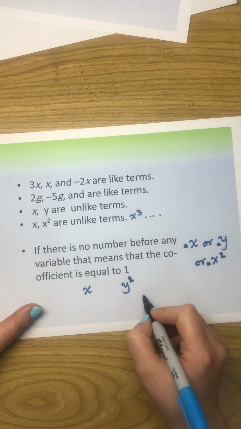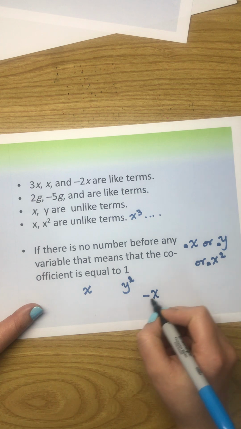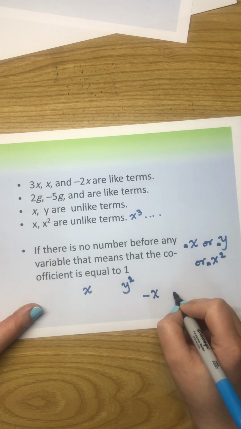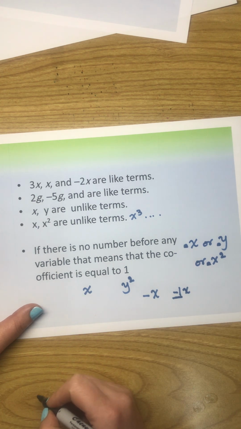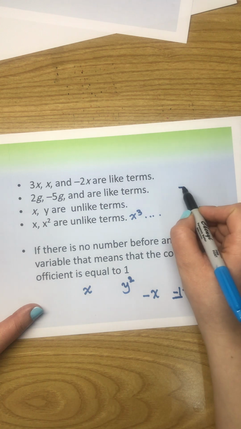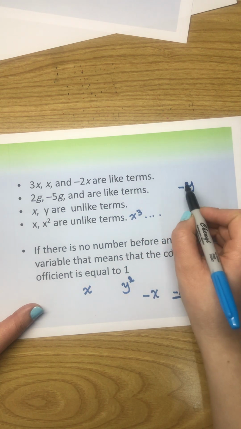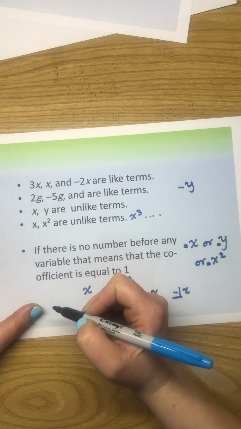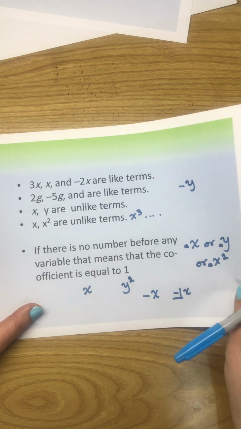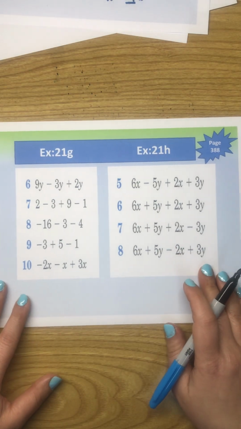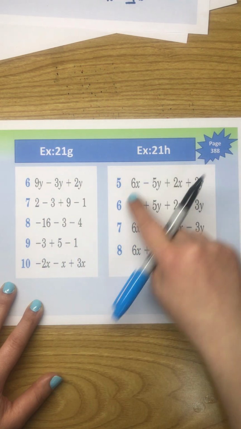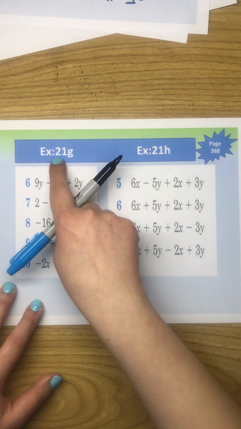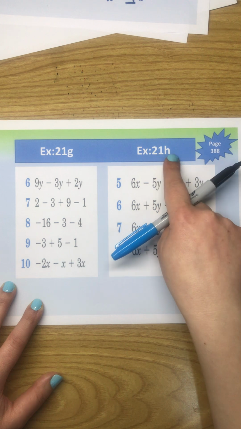But remember, negative x means the coefficient is the same as negative 1x, the coefficient is negative 1. Okay guys? So again, such as negative y, the coefficient of y is negative 1. Let's move to some exercises from your textbook. Those exercises are from page 388, questions from 6 to 10. And another group is from exercise 21G. This is from exercise 21H.